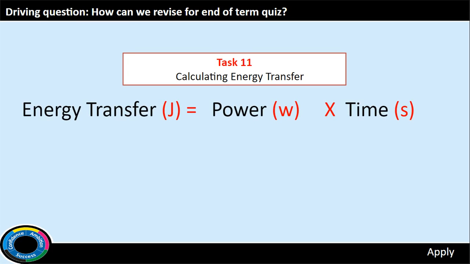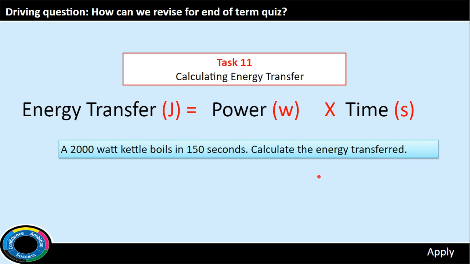Energy transfer. This is another equation you will need to know for your exam. The energy transfer is in joules, as you can see. The energy transfer is power, which is in watts, times the time, which is in seconds. So, a 2000 watt kettle boils in 150 seconds. Calculate the energy transferred. I would like you to pause the recording and use the equation to calculate the energy transferred.